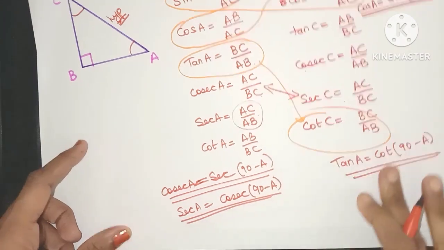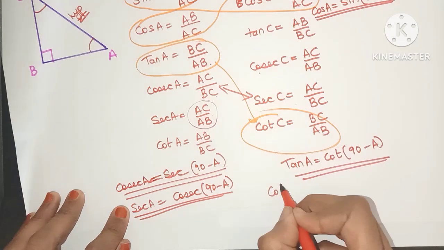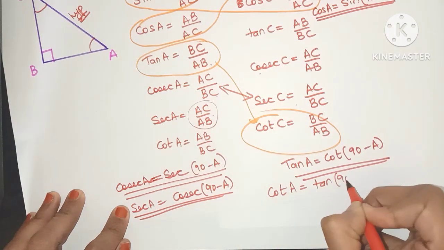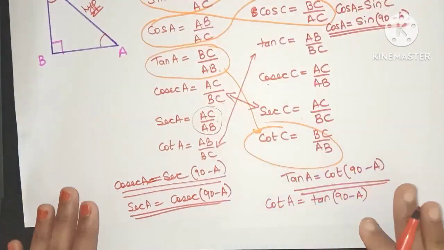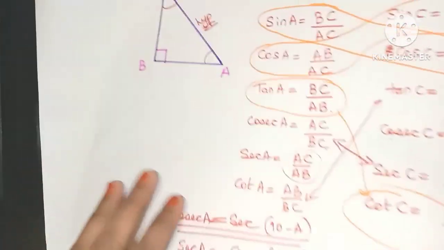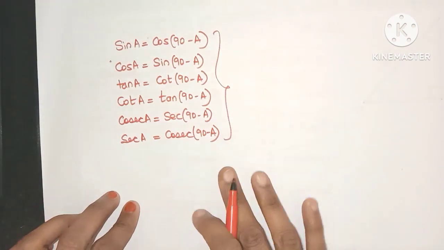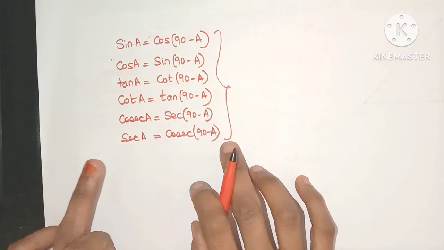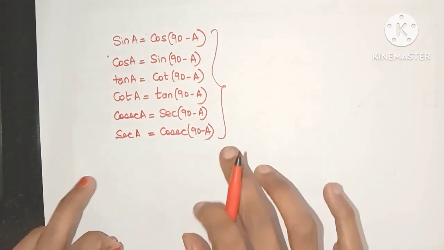So friends, these are very, very important relationships. Also, one more that I have forgotten here is cot A equal to tan of 90 minus A. See over here, these two. Okay, so there are totally 6 relationships. Let us write it more neatly. So friends, here are the 6 relationships that we just now found out for the complementary angles. Okay, these are also very important. Let's try out one question which is based on these relations.